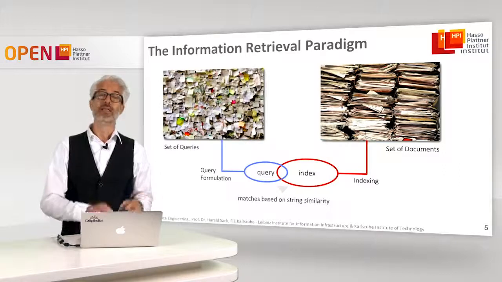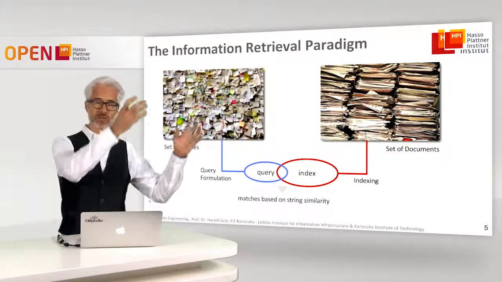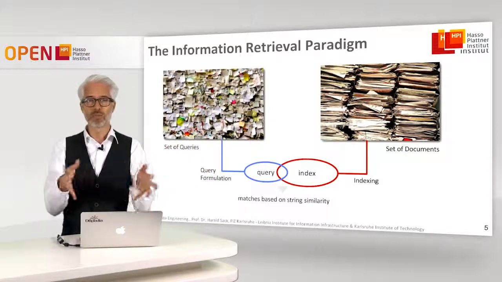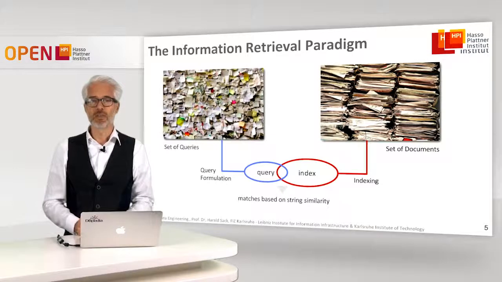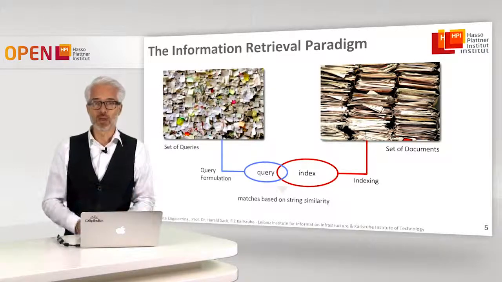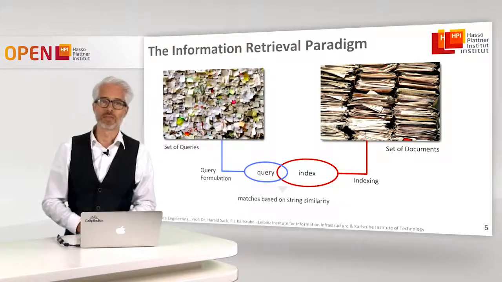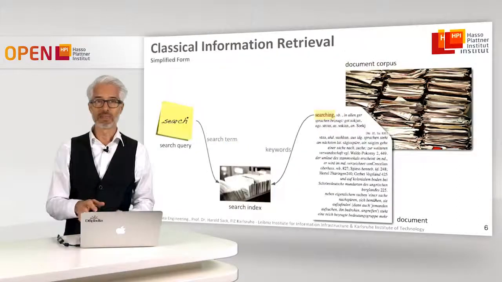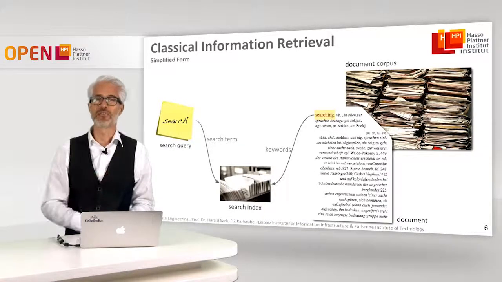And also then in the application itself, you will have lots of queries, and each of these queries is mapped to the index, and usually with a string similarity approach, a match is computed between the query and the index, and the result then will be displayed. So this is the basic, trivial, classical information retrieval process, of course in a rather simplified form.